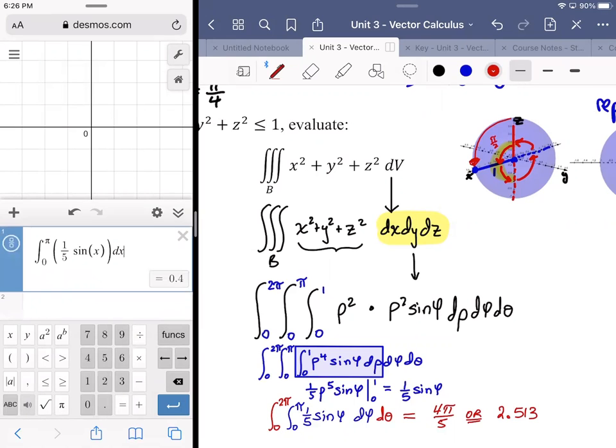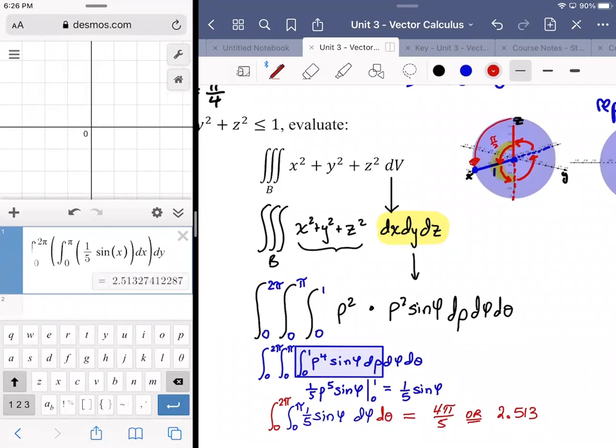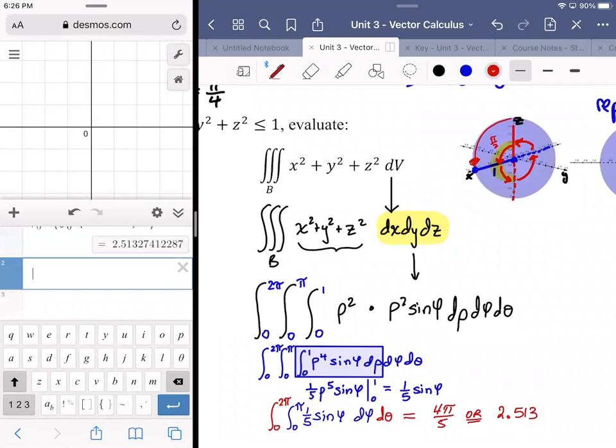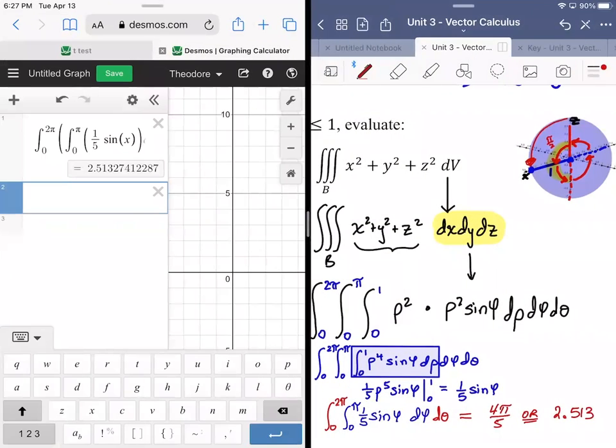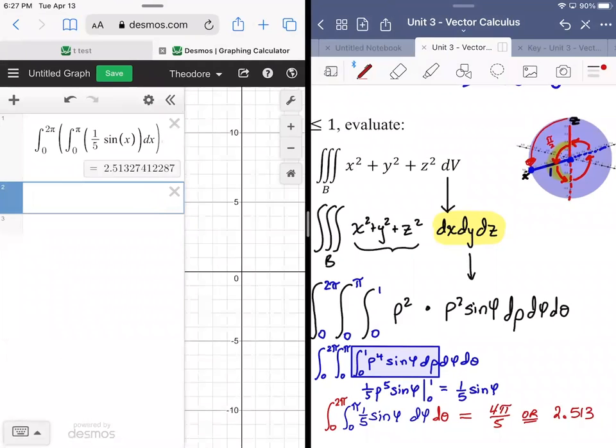Oh, wrong one. Zero, 2 pi. Something else. Yeah. So I just changed the variable up, made it a dy instead of a dx. It'll do it. It just it's kind of finicky, right?